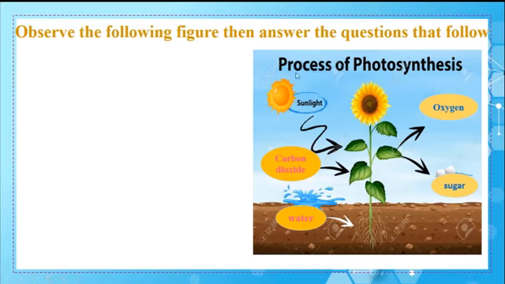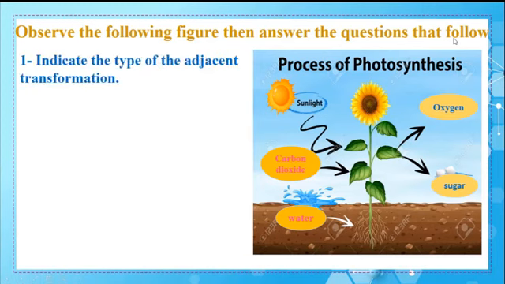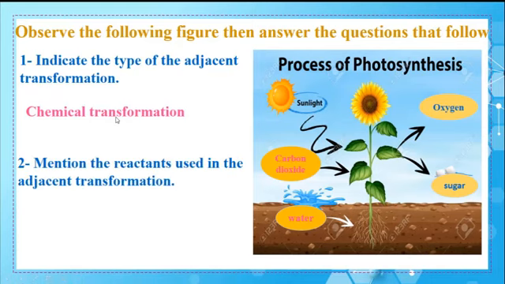Observe the following figure, then answer the questions that follow. Observe it, we have the photosynthesis process. Indicate the type of the adjacent transformation. Yes, we started from these substances to obtain these substances. Then, do we obtain new substances or no? What do we call it? Good! It's a chemical transformation. Wonderful!